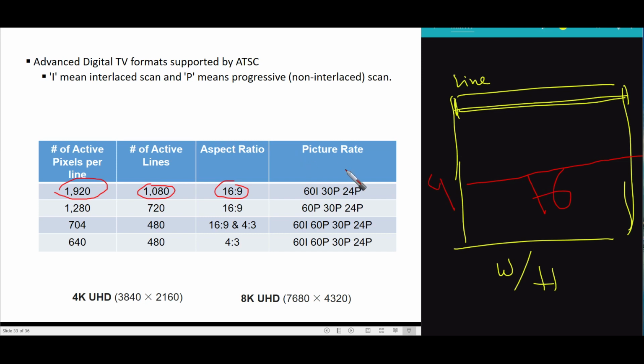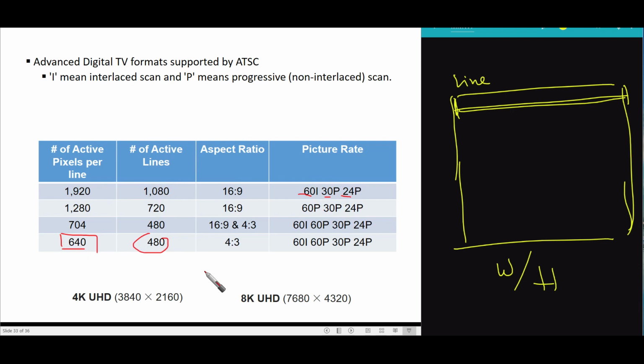And for picture transmission, you can have interlacing or progressive. For interlacing, you have 60 fields, and you can have 60 frames per second, 30 frames per second, or 24 frames per second, likewise. And you can even have 640 pixels per line and 480 lines per frame.